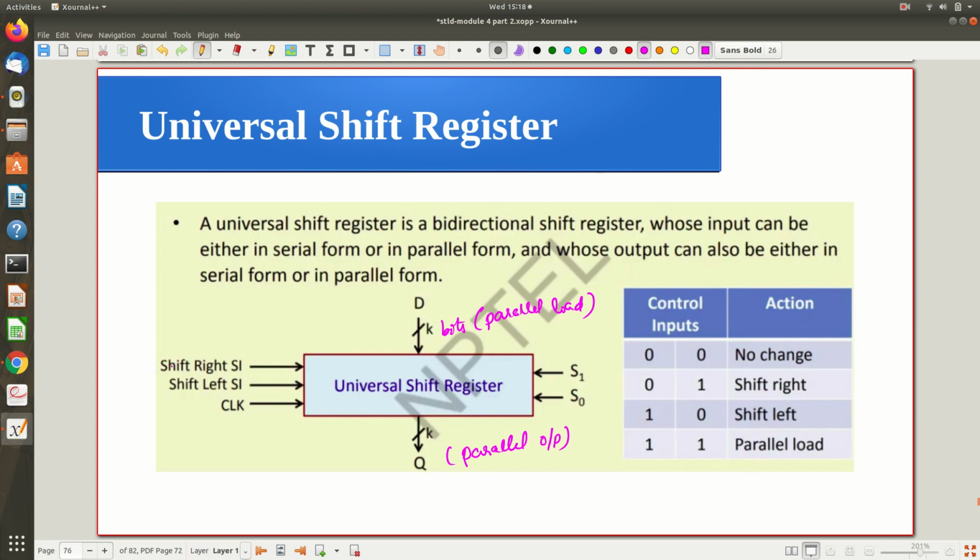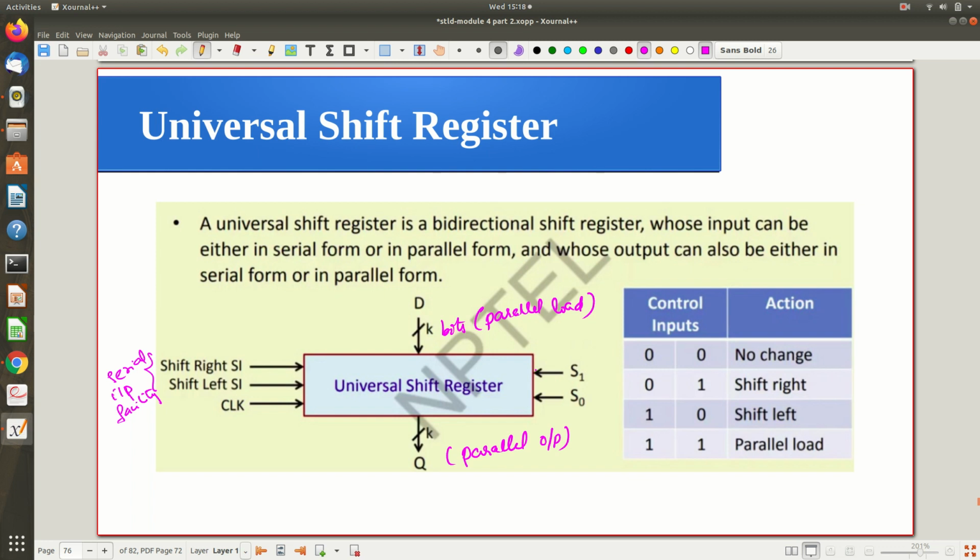And these two things, whether you want to shift to right or shift to left. In both the cases, we have to input the serial data, right? And that serial data will come from one of the directions. So this is our serial input facility, and that also right or left. And then the clock is applied, and there are two control lines.